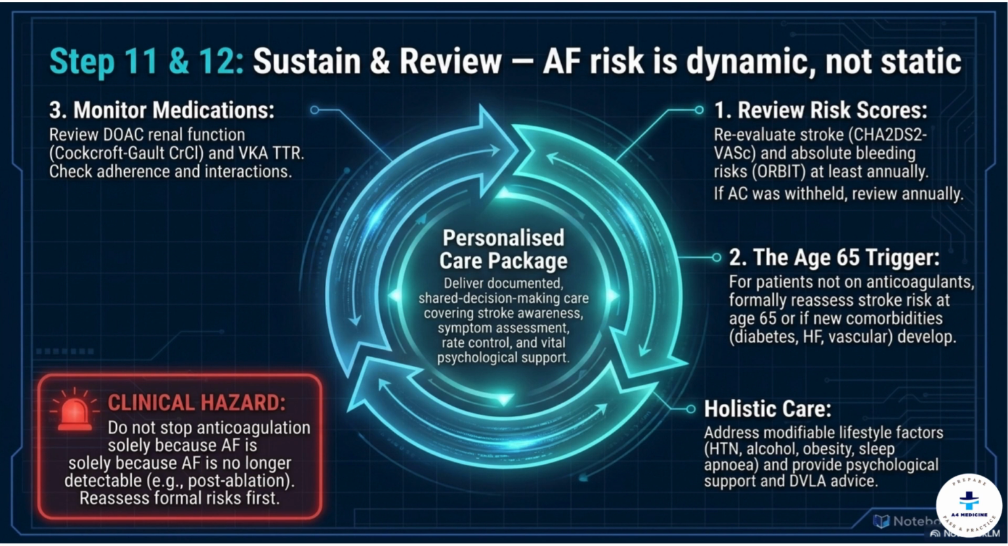This section explains ongoing monitoring and reassessment in chronic AF care. AF is dynamic. Review annually. Check the CHA2DS2-VASc score, ORBIT, renal function, and INR if on warfarin, as we discussed, to check the TTR. Reassess at age 65 if not anticoagulated. Do not stop anticoagulation just because AF is not detected.